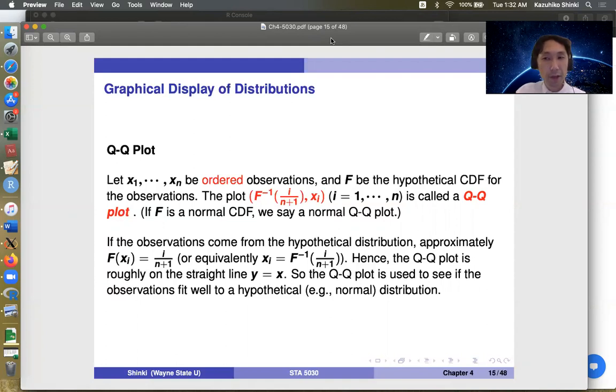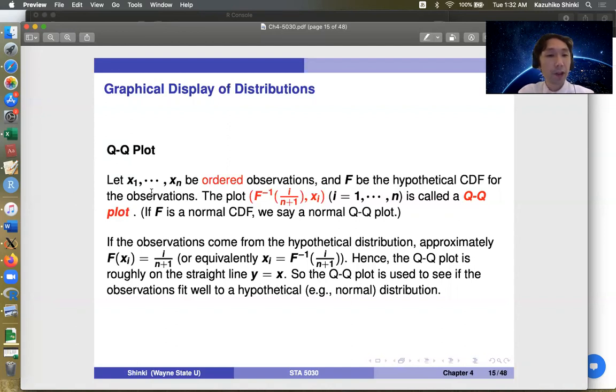Hi everyone, in this video I would like to explain the QQ plot. Q stands for quantile function, that is the inverse of the CDF, the cumulative distribution function. In a QQ plot, we have two Qs, so we compare two quantiles. The QQ plot is used to check if observations are distributed normally, or in general to check if observations are distributed as a specific distribution.